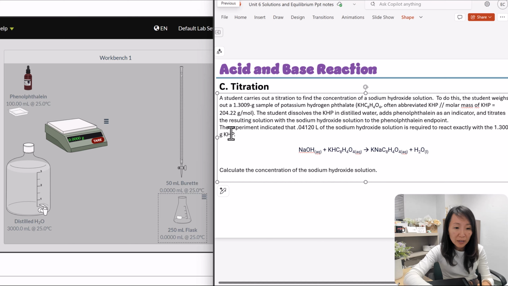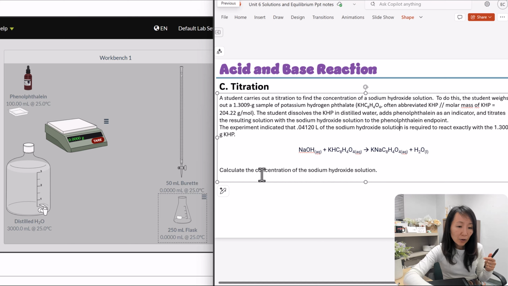Well, it tells you right here. The experiment indicated 0.04120 liter of sodium hydroxide was required to react exactly with that KHP in there. So here's my sodium hydroxide. Here's my KHP solution. You made that by putting the powder in and the water mixed together, right? But you used 0.04120 liters of the sodium hydroxide.